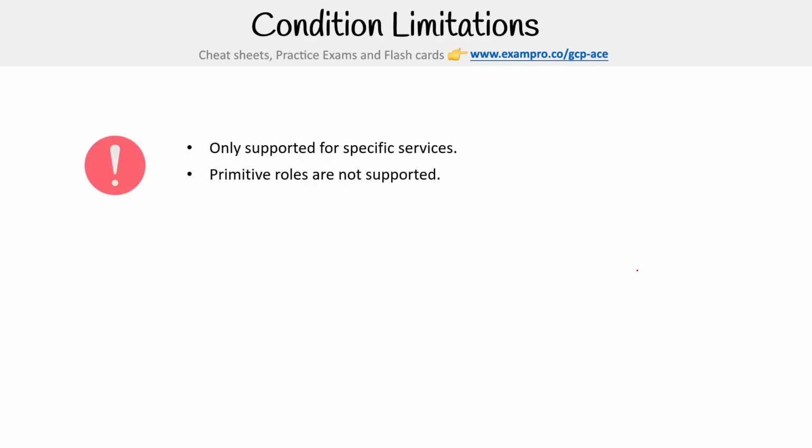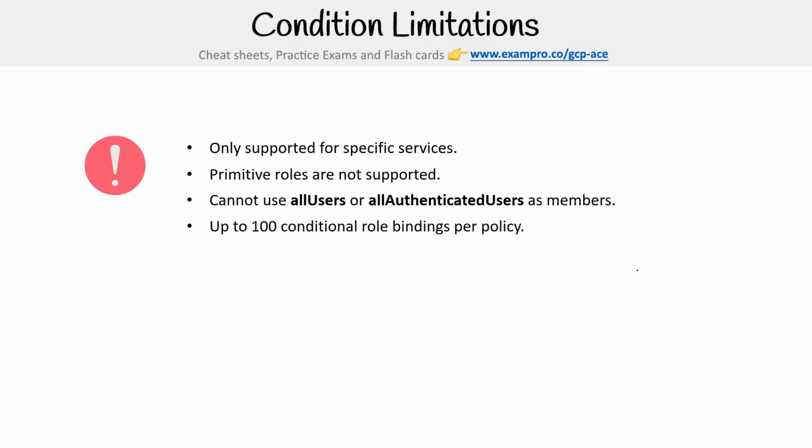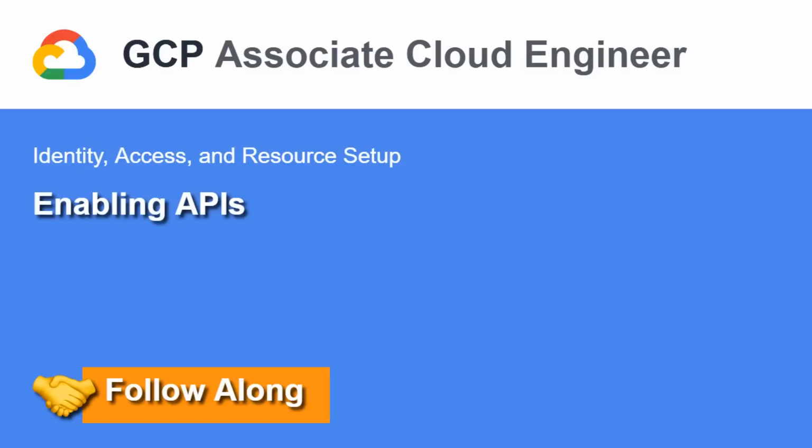What are some limitations of conditions? They're only supported for specific services. Primitive roles are not supported. You cannot use allUsers or allAuthenticatedUsers as members. There are up to 100 conditional role bindings per policy, and a max of 20 bindings for the same role and member. And there you go.